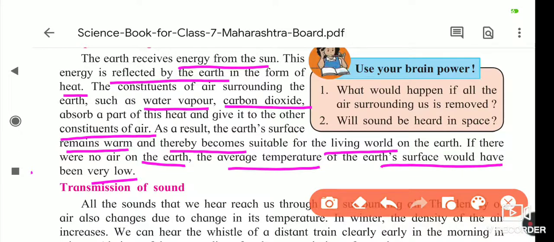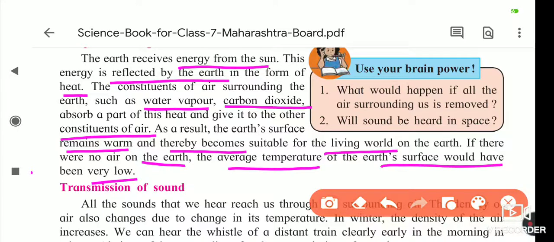Which constituents of the surrounding air are there? Water vapor and carbon dioxide absorb the heat from the environment and give it to other constituents of the air. As a result, the earth remains warm, and a favorable condition for living organisms is developed. If there were no air on the earth, the average temperature of the earth's surface would have been very low.